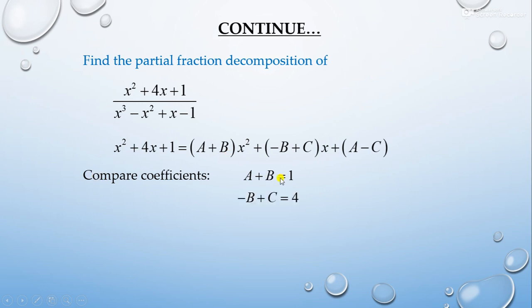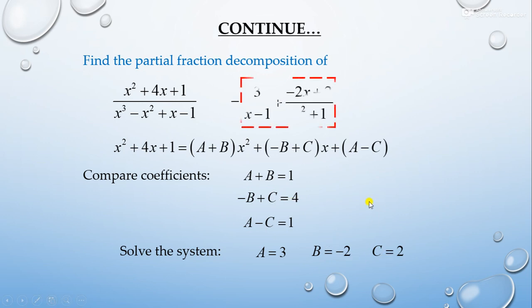When we compare the coefficients of x on both sides, it will give minus b plus c is equal to 4. And if we compare both sides the constant term, that will give a minus c is equal to 1. So now we have three equations and three unknowns a, b, c. So we can solve these three equations and find the values of a, b, c easily. That will be a is equal to 3, b is equal to -2 and c is equal to 2.